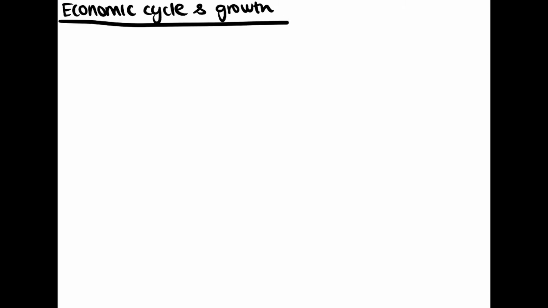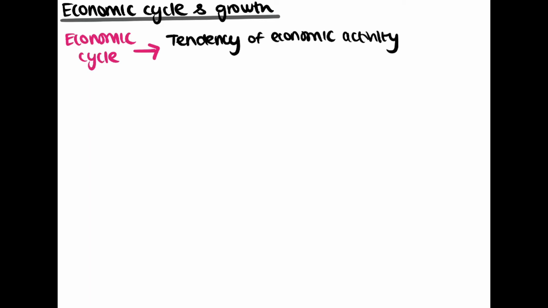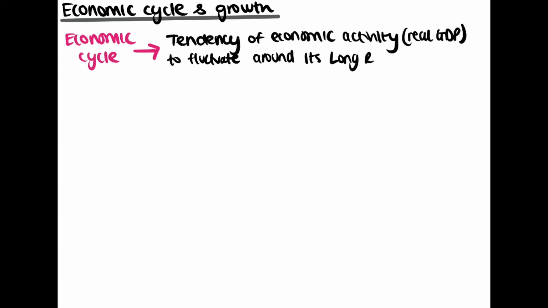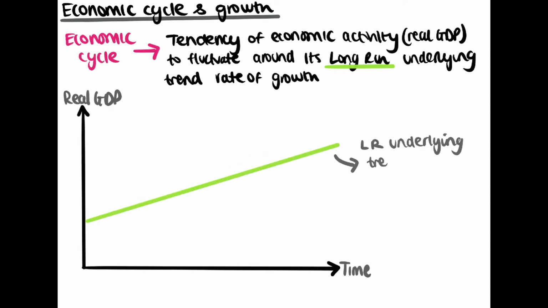The economic cycle, which is also called the business cycle, is the tendency of economic activity to fluctuate around its long-run underlying trend rate of growth. So the green line on the graph represents the long-run underlying trend rate of growth, which is approximately 2.5%. This is the average rate of economic growth over a period of time.